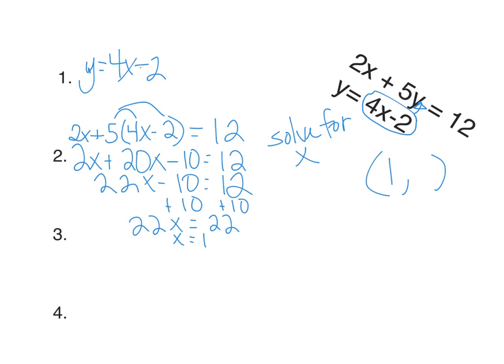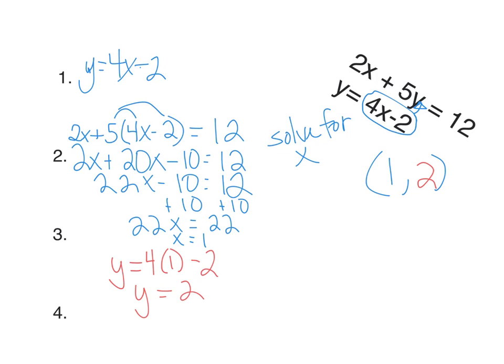1 comma blank. I have found the first part of my ordered pair. I know that x is 1. What equation should I plug 1 into? y equals 4x minus 2. 4 times 1 minus 2. What is 4 minus 2? 2.